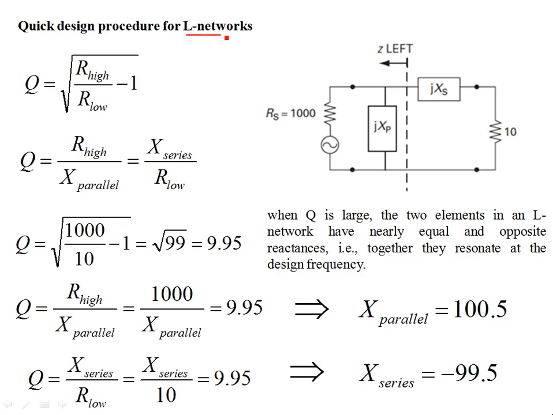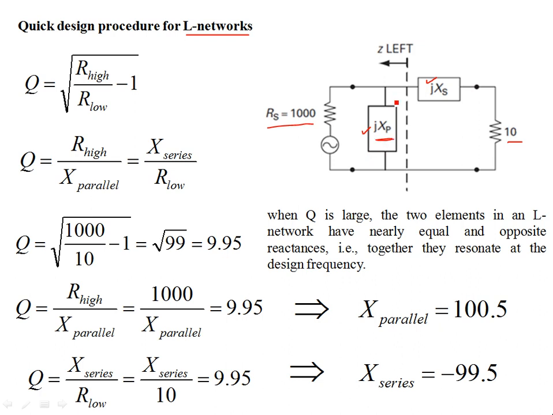In the video on L matching networks, I explained that if you have unequal source and load impedance, you can design a two-element L matching network in an inverted L fashion. For example, over here, if you recall, what we did was to place the shunt reactive element.